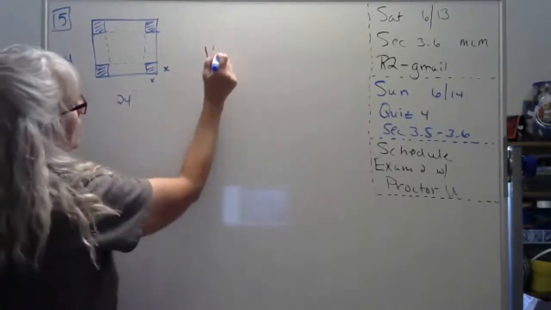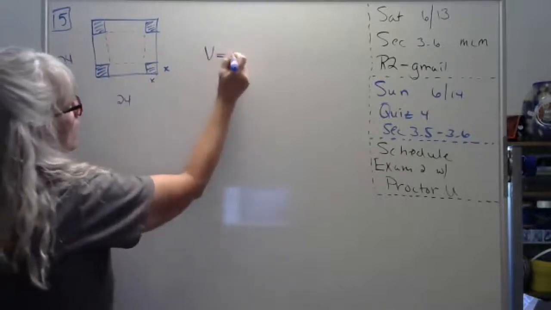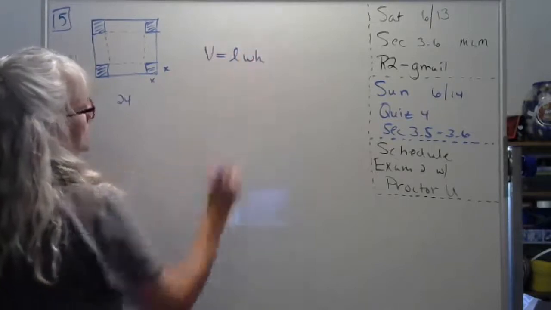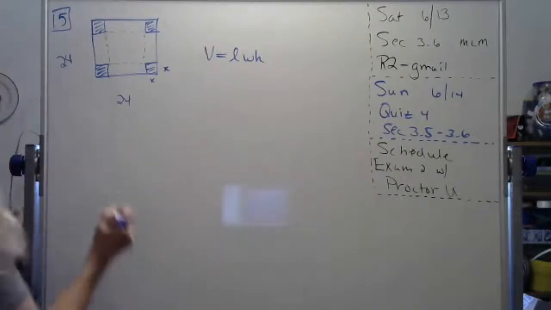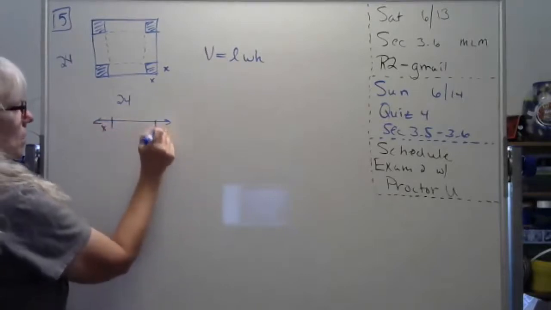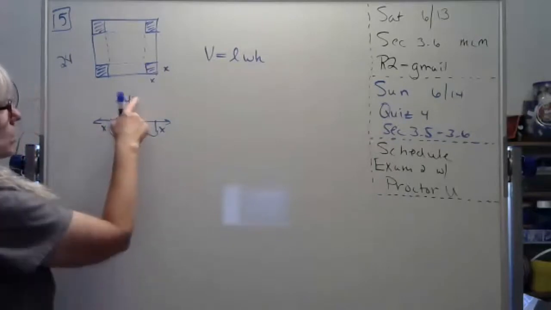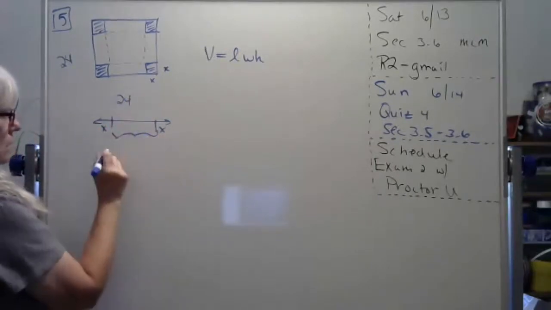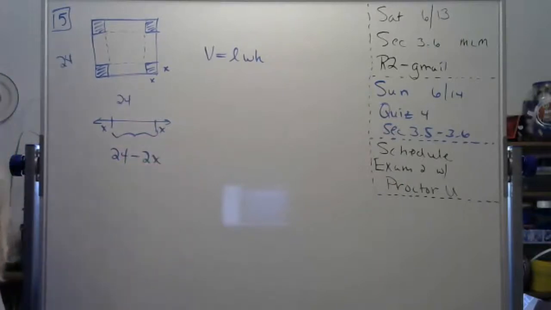Okay, they want the volume of the ending box, nothing to do with the piece of cardboard other than it's been cut up. And we know that volume is length times width times height. So what we need is the length of the box. We started off with 24 inches all the way across. We're going to cut off X on this side and X on this side. So what's this little piece in the middle? Well, I had 24, I cut off X and I cut off X. So does everybody see that that's then 24 minus 2X? And that's the length of the box.